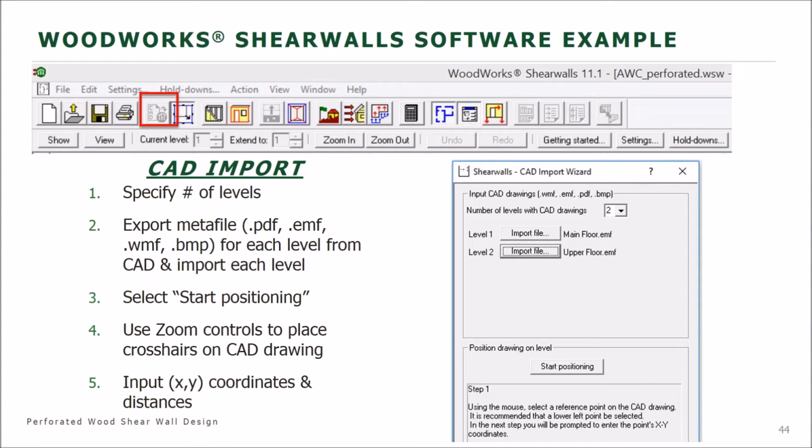And it's possible to import a CAD file for each of the different levels in the structure. And then we simply use the CAD file as sort of a tracing paper, and then you lay out your shear walls over top of the CAD file. And it's possible to dimension and scale the CAD drawing during this import process.